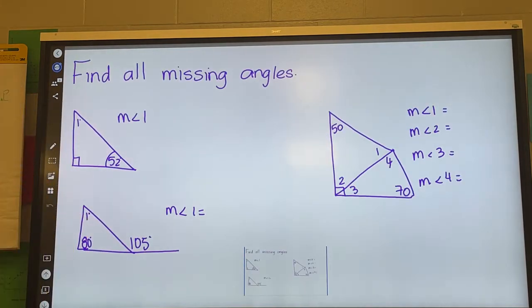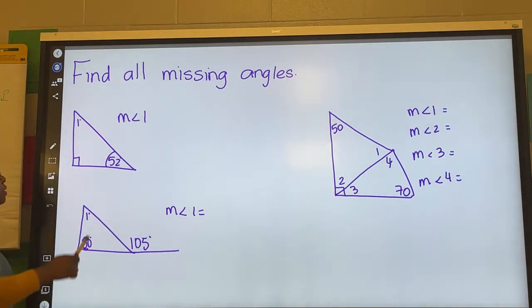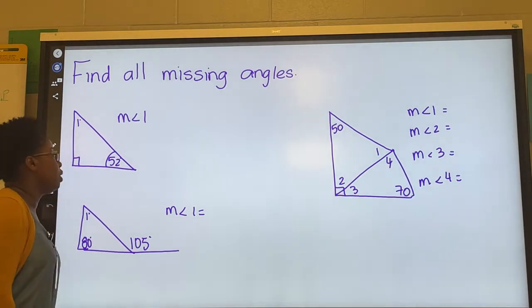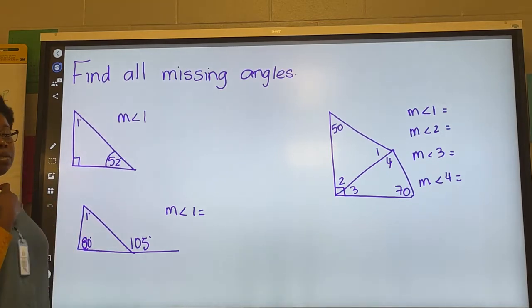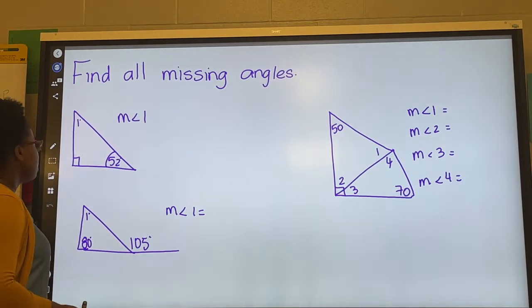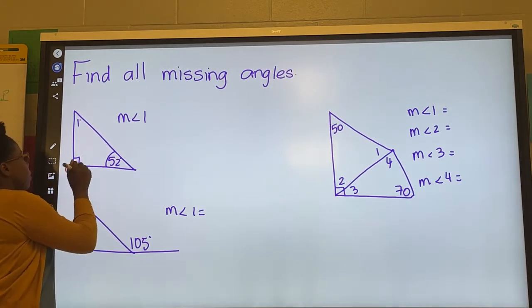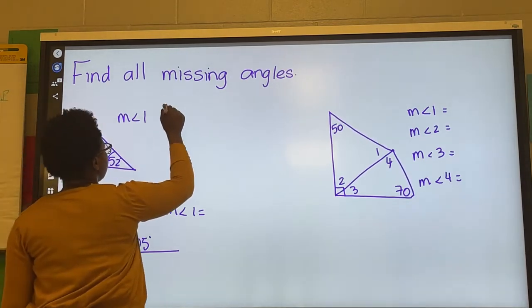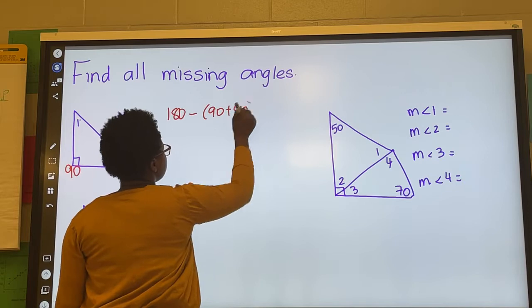So it says find all the missing angles. The first one gives us a 90 degree angle, represented by the elbow, and 52 degrees here. We have to find angle 1. We know this is the triangle sum theorem, which says the sum of all three angles is equal to 180 degrees. There are two ways you can do this. Since this angle represents 90, you can say 180 minus 90 plus 52.